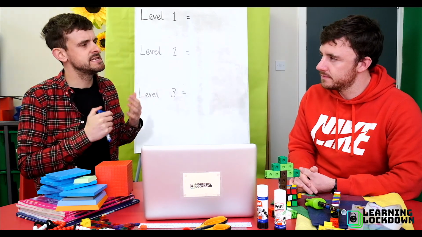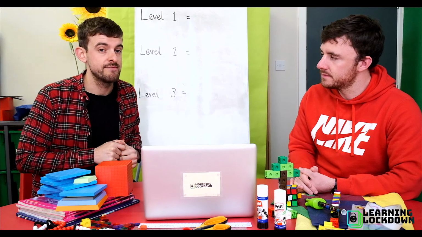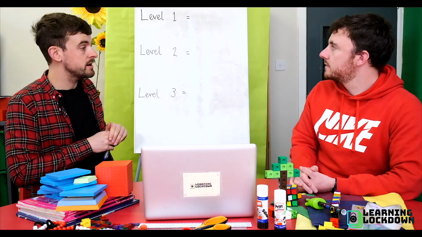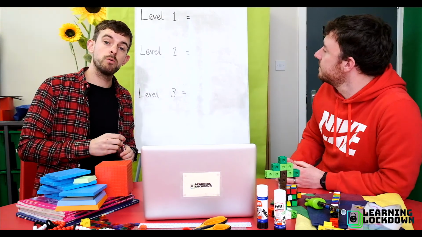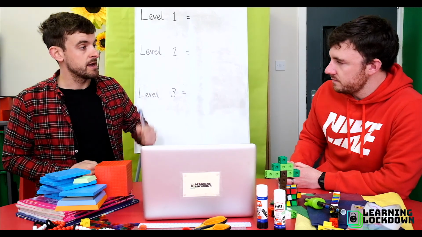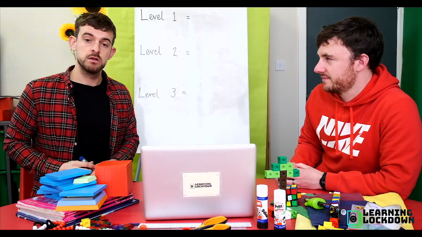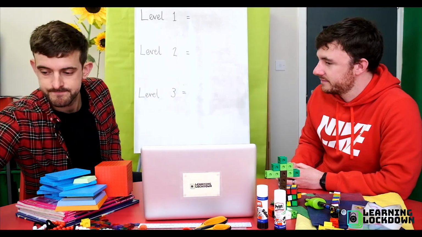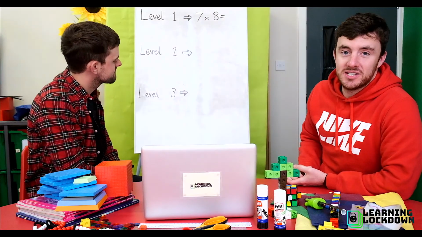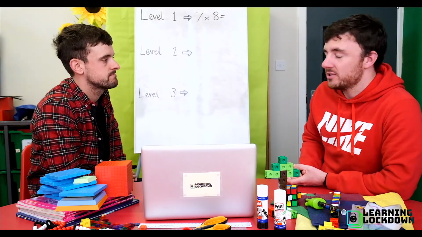So, partitioning. It's a very difficult word, but we won't need it till level 2, because all level 1 is what we call one digit multiplied by one digit multiplication. Let's put an example on the board. As you can see on level 1, it's a simple one digit by one digit multiplication.